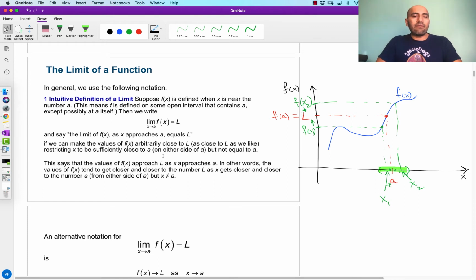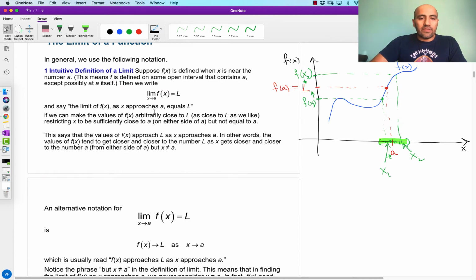The limit of f of x as x approaches a equals L if we can make the values of f of x arbitrarily close to L, or as close as we like, by restricting x to be sufficiently close to a on either side of a, but not necessarily equal to a. Okay, so hopefully that makes sense.